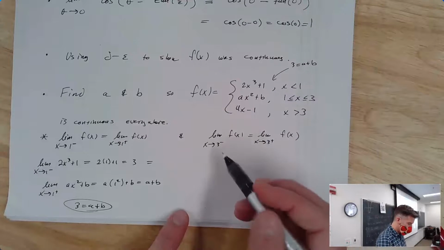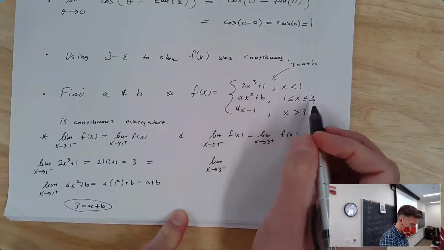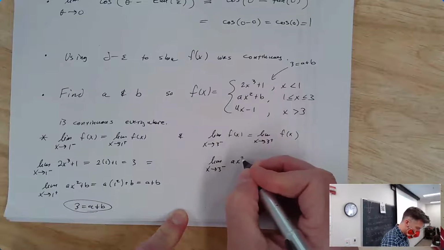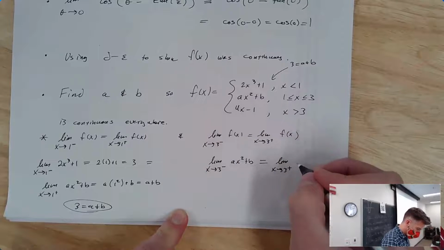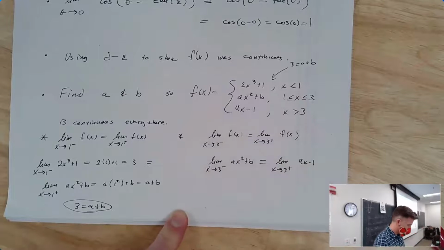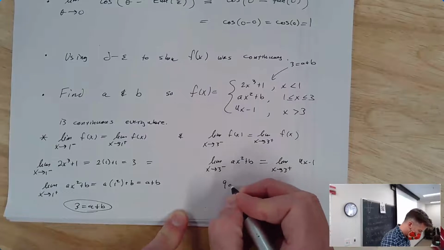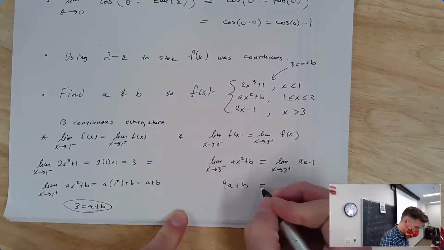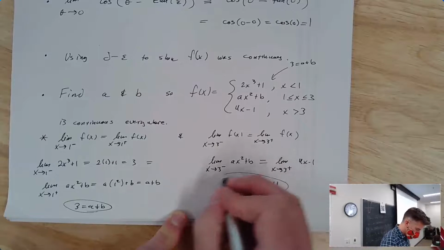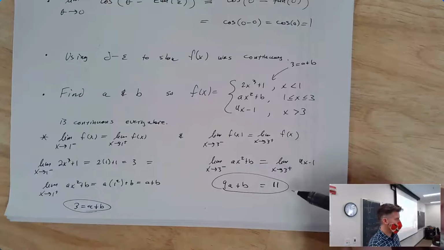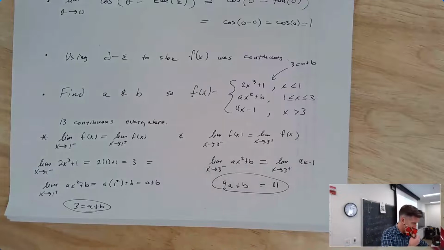And then we're going to do the same thing over here. We need the limit as x approaches 3 from the left, which we're going to be using this piece, the ax squared plus b piece, equal to the limit as x approaches 3 from the right, which is using the 4x minus 1 piece. And then on this side here, we're just going to plug in 3 for x, and we're going to get 9a plus b. And we're going to plug in 3 for x, and we're going to get 12 minus 1. But I do think showing these steps is worth your while, and probably worth some points if someone's asking a question like this on a test.